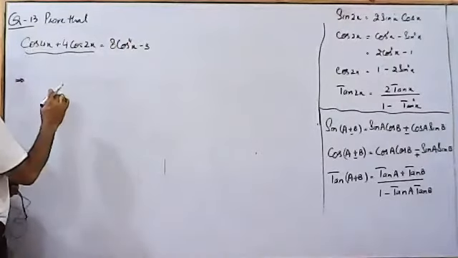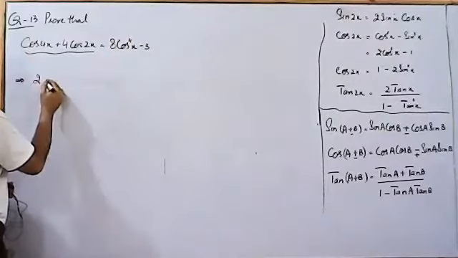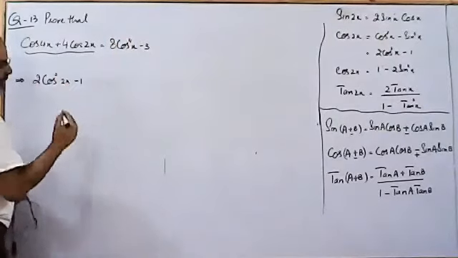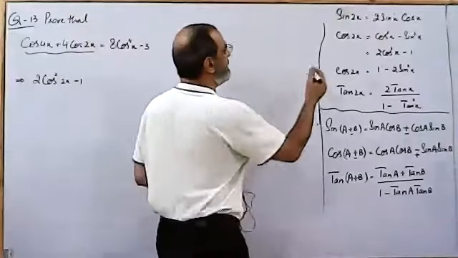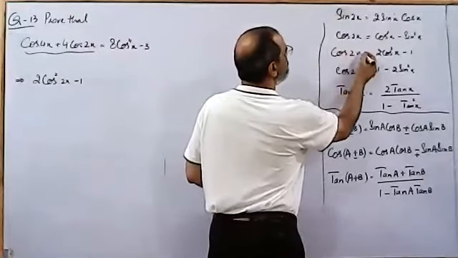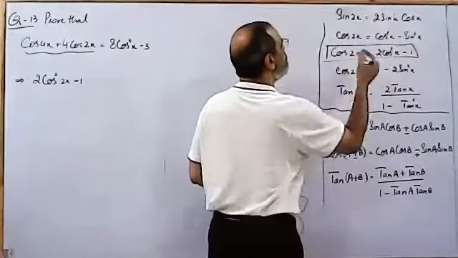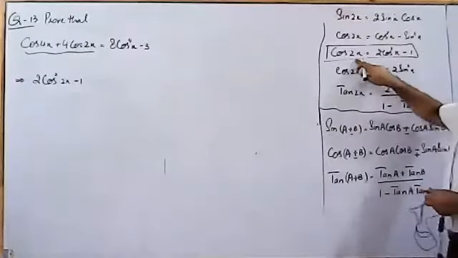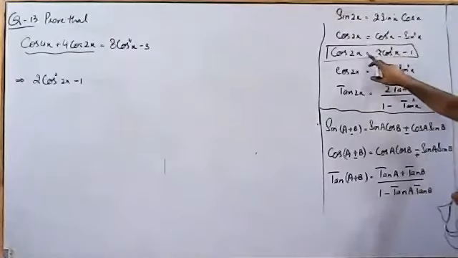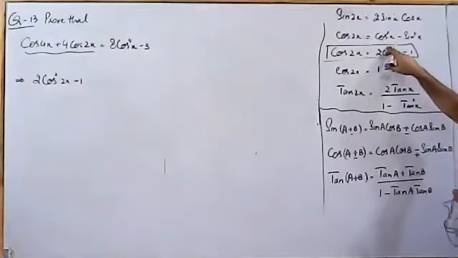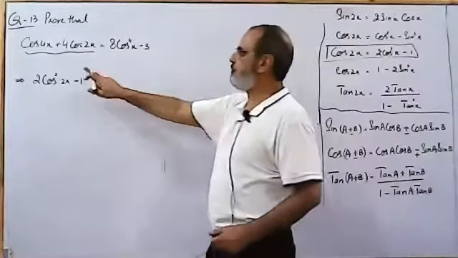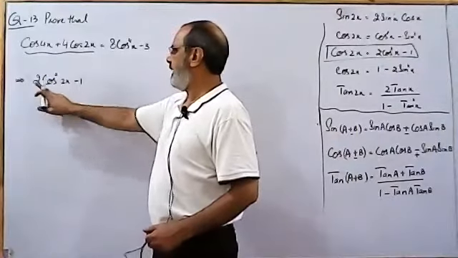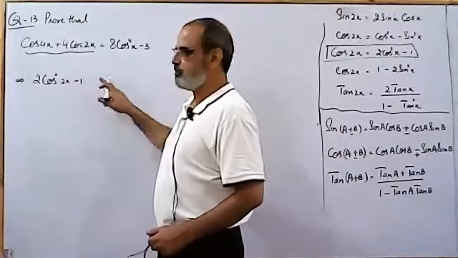Cos 4x can be written as 2 cos square 2x minus 1. Here I am using this identity, cos 2x is equal to 2 cos square x minus 1. See, in the identity, the double angle is changed into single. 2x is changed into x and the power is 2. So what I have done, I have changed 4x into 2x. The double angle is changed into half angle and it is 2 cos square 2x minus 1.